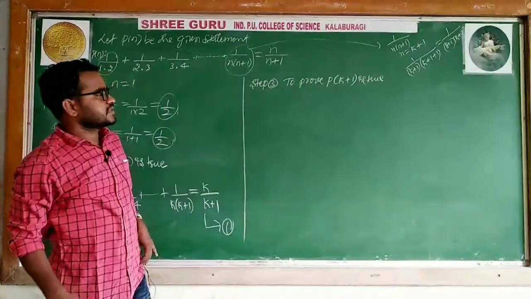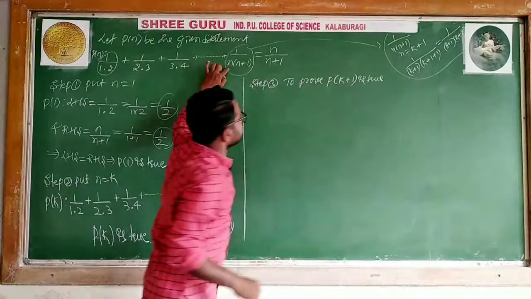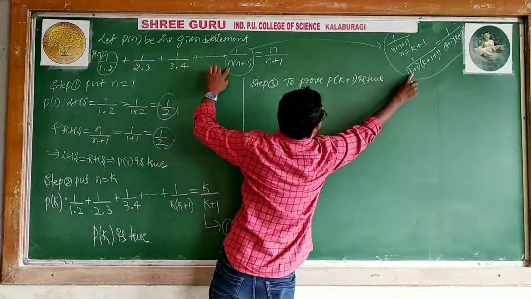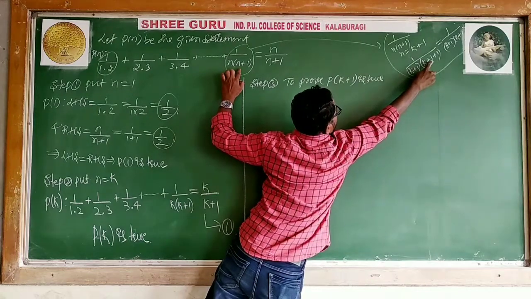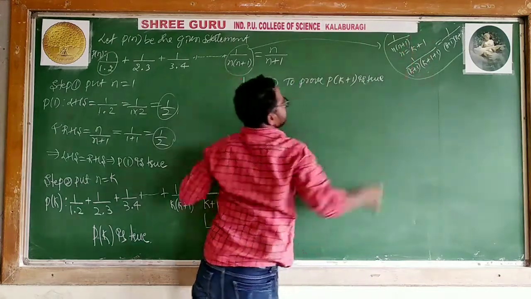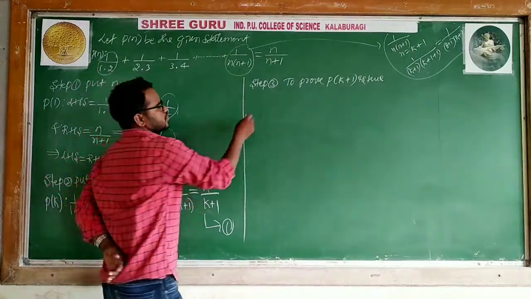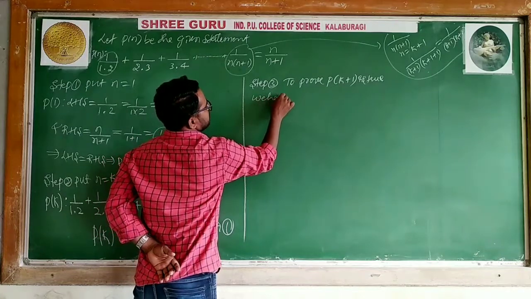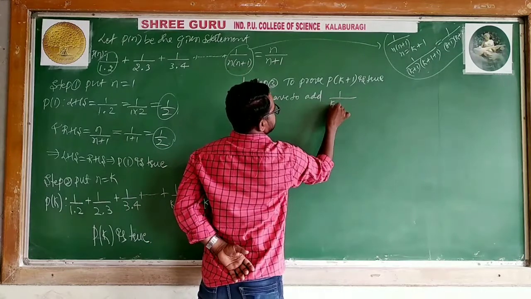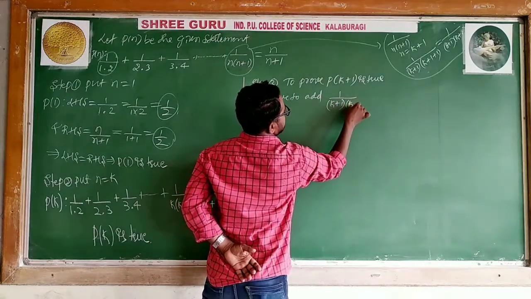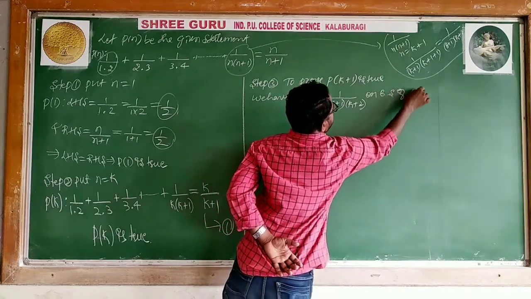Roughly I am taking that. This is the rough thing. What is the addition term? 1 divided by n, where n is k+1, so (k+1) into (k+1+1), which is (k+1)(k+2). Means what is the addition term? 1 divided by (k+1)(k+2). We have to add 1 divided by (k+1)(k+2) on both sides of equation 1.